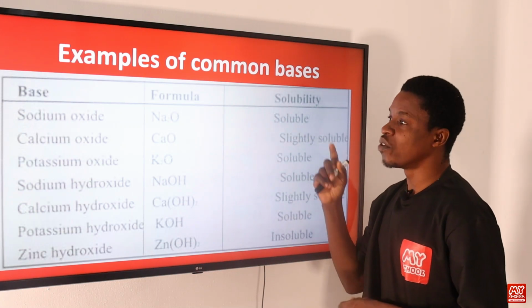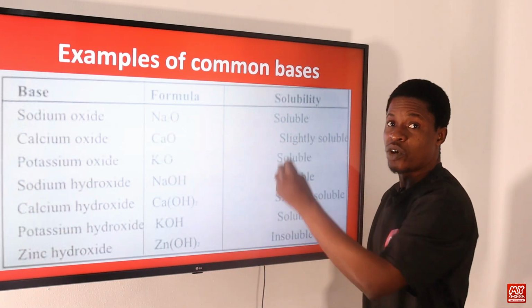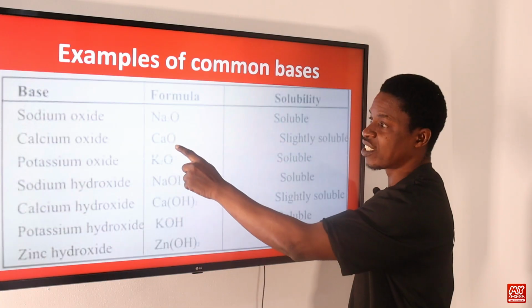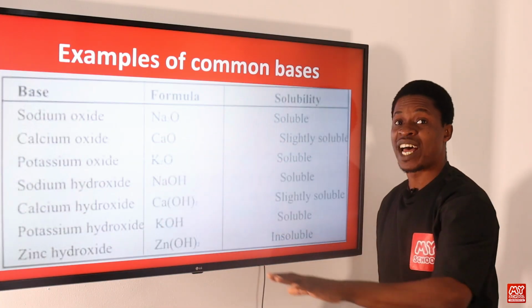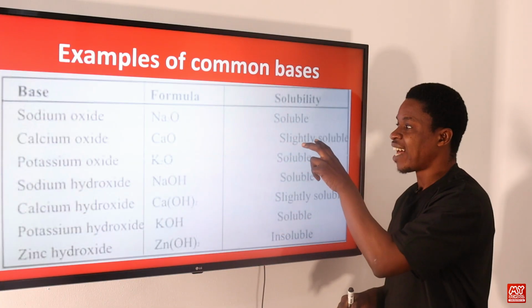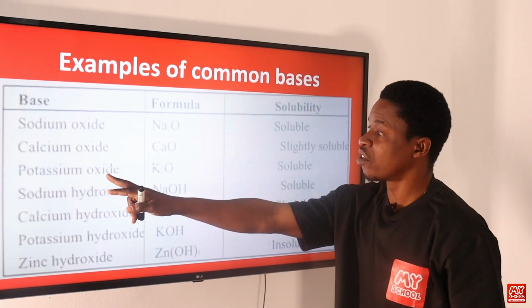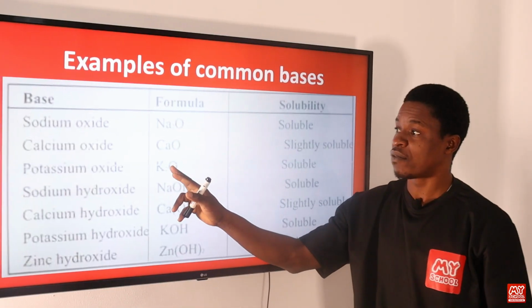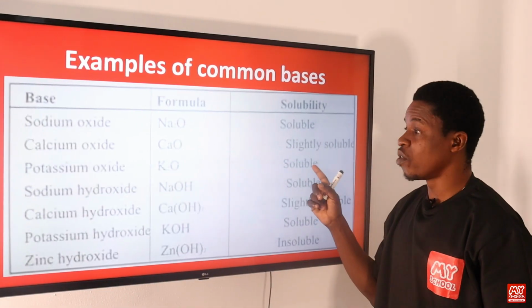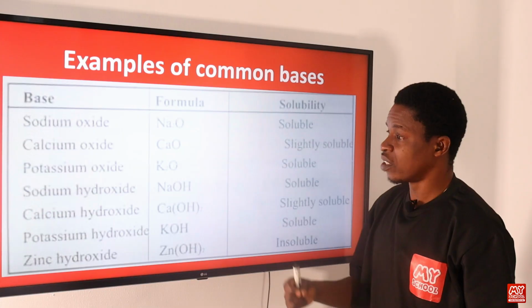CaO is slightly soluble. This is a calcium salt. Calcium oxide is the oxide of calcium. When dissolved in water or in aqueous solutions, it is slightly soluble compared to the sodium oxide. We have potassium oxide also, that is K2O. That is the formula for potassium oxide. It is soluble when dissolved in aqueous solution like water.